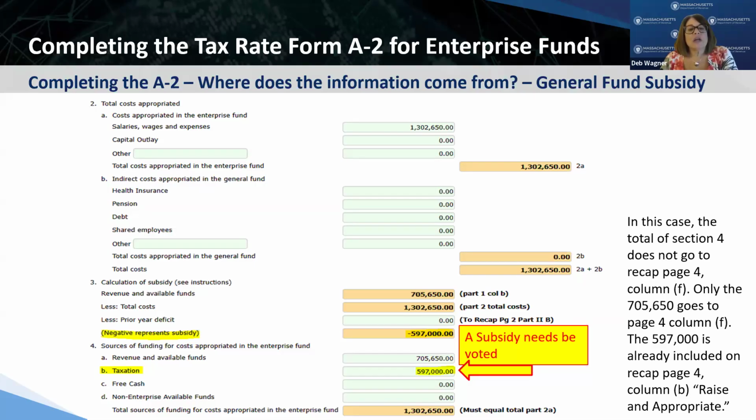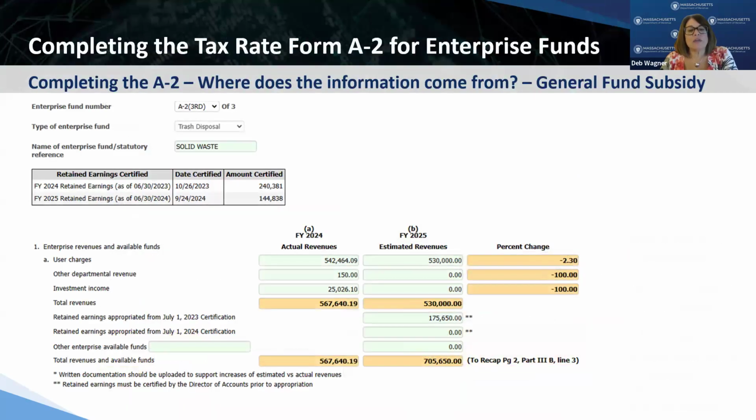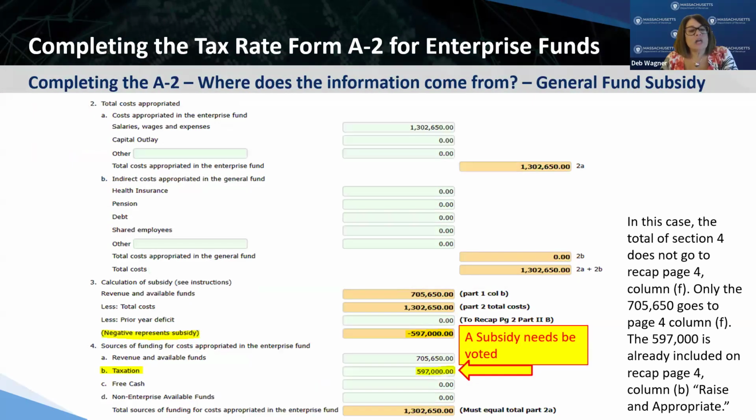And so Part 4, the revenues and available funds of the enterprise fund, that is $705,650. Let's go back to that revenue slide. See, that's where that's coming from. Those are the revenues of the enterprise fund. So that goes on this line 4A. But this particular community voted that general fund subsidy of $597,000 from taxation. And then you see the total of $1,302,650 for the total sources of funding for costs in the enterprise fund.